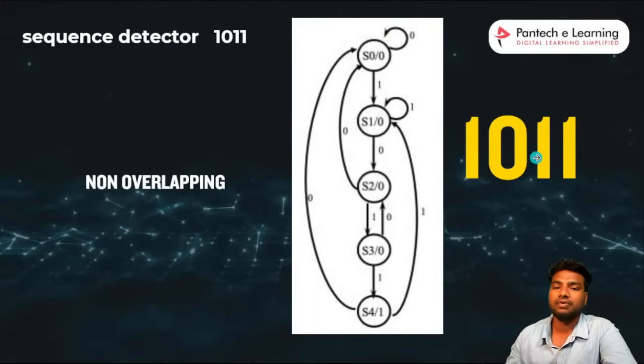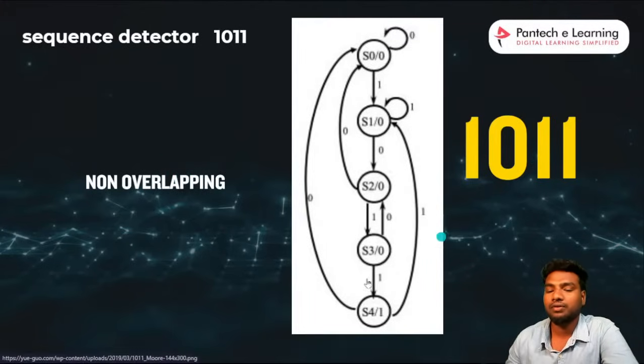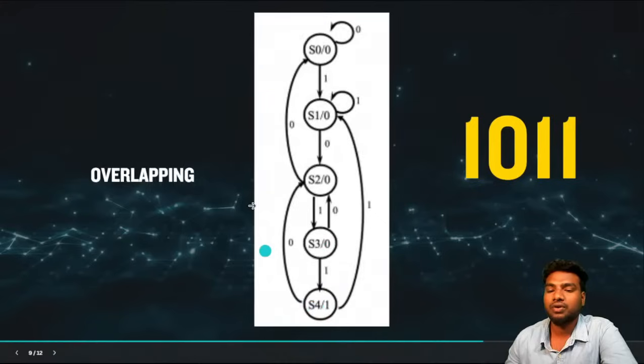So there is a difference between overlapping and non-overlapping. If the last state goes to the initial state, we can say it is non-overlapping. Or else, if it goes to some part of the sequence, we can say this is overlapping.